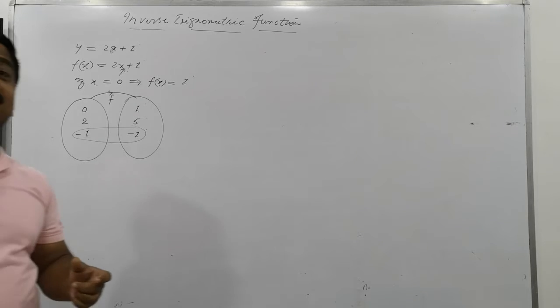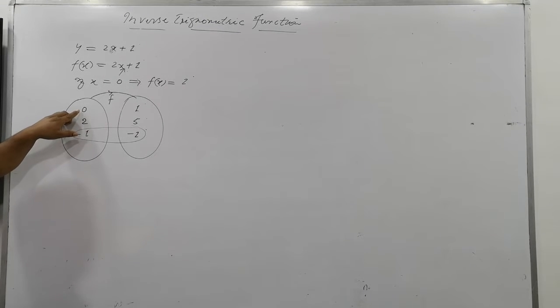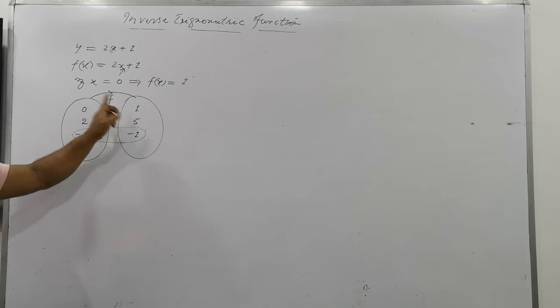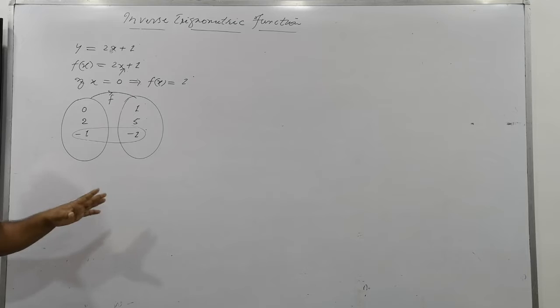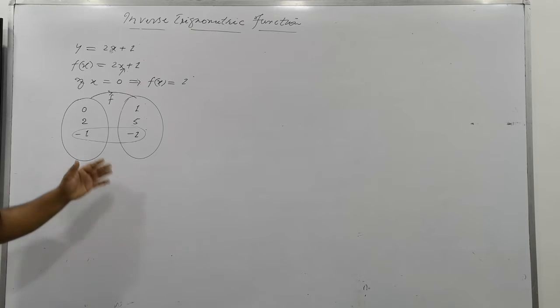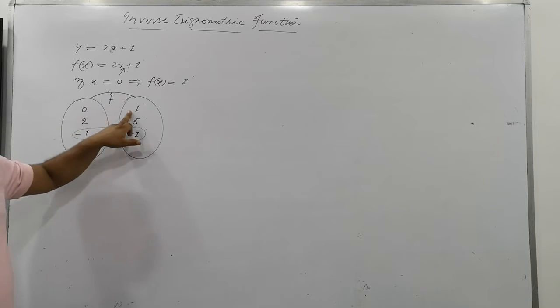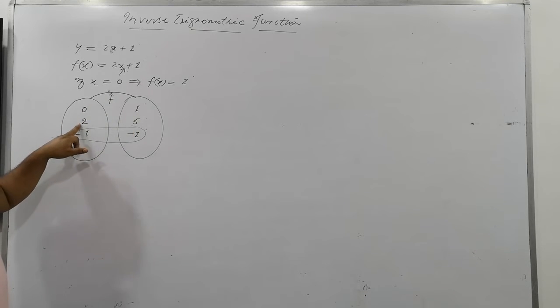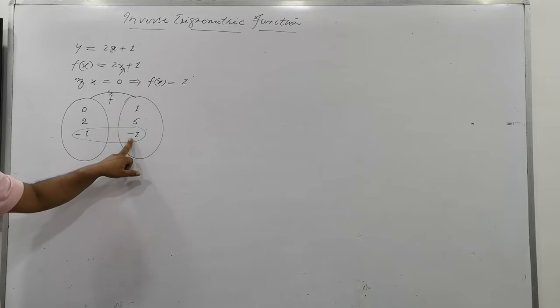Minus 1. Let us think about this. 0 is related with 1, 0 gives you 1. 2 gives you 5. Minus 1 gives you minus 1. Now, the way of understanding this: under f function, 0 gives you 1, which means when you put 0 in the place of x, you will obtain 1. In place of x, you put 2, it will give you 5. In place of x, you put minus 1, you will obtain minus 1.